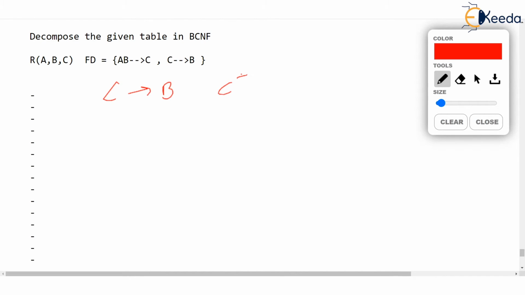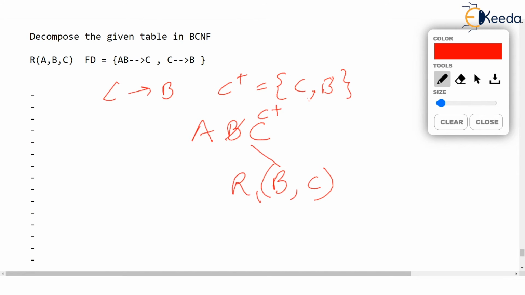So what we do, as usual, we find C closure because C determines B is violating the rule, isn't it? So we find C closure, and come on, C closure is going to contain C and B. Agreed? Yes. Now we write all the three attributes A, B, C, and we say, look, C closure is going to take away B with it. So we'll strike away B, and BC becomes one table. And what remains is A and C in the other table. Let's say R2.